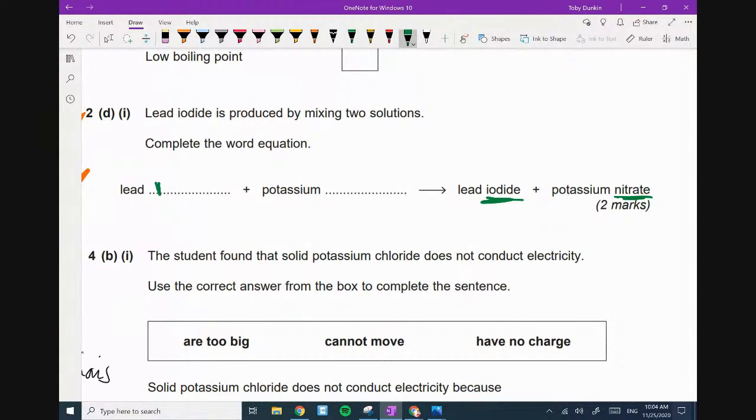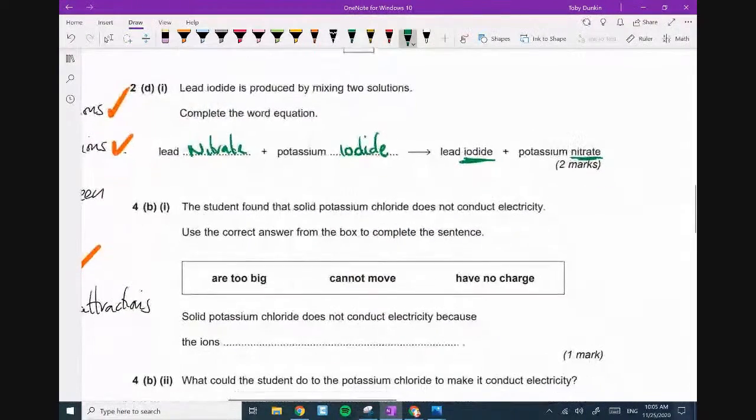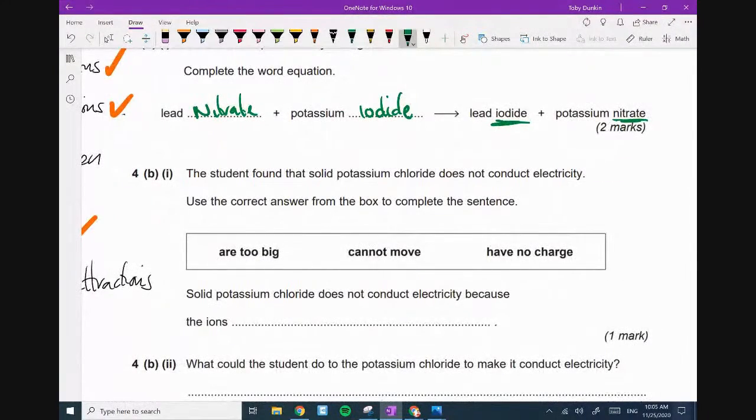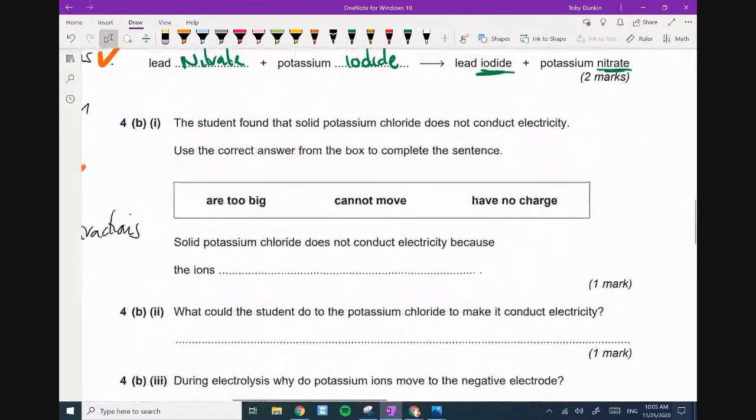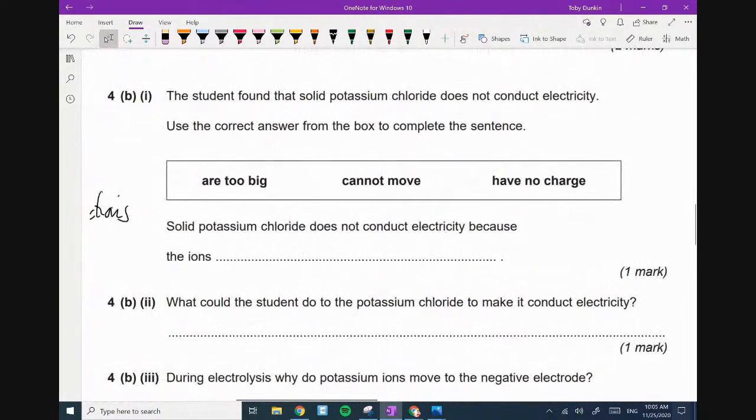So we're going to have started off with lead nitrate, it's a displacement, and having potassium iodide. Yeah, you just reverse them. There's no acids in here. It would be different if there was an acid involved, but simply because there isn't, it's just swap the metals, swap the non-metals. Next, a student found that potassium chloride does not conduct electricity.